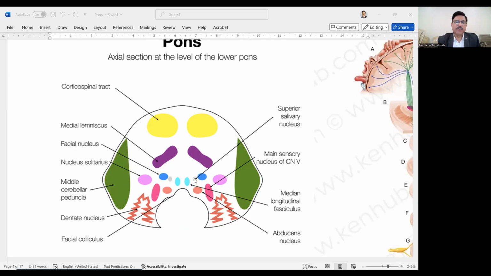The superior salivary nucleus and the facial nucleus are very close by. So this facial nucleus is responsible for salivation and taste sensation, and also the salivary gland supply, and also the muscles of the facial expression. All are supplied by this one.